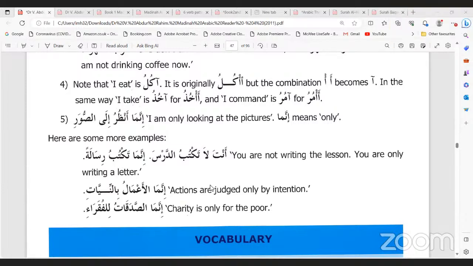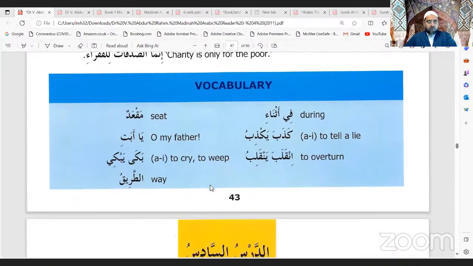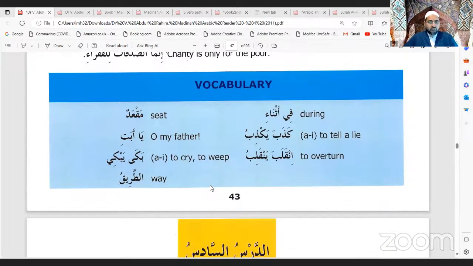Innamal amalu bin niyat, that is the hadith. Actions are judged only by intentions. Innamas sadaqatu lil fukarai. Charity is only for the poor. Excellent. Vocabulary. Now, the vocabulary, you might as well finish this and then I'll get sisters to read the lesson.